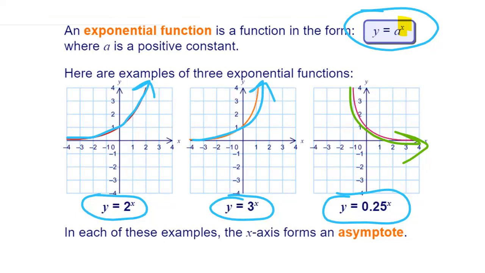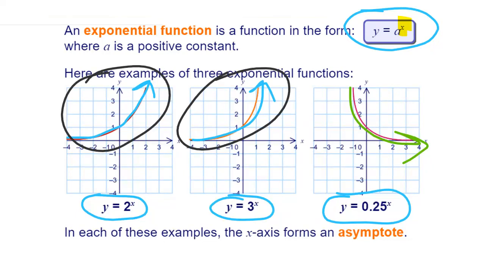Another thing we can notice, just a small difference between 2 to the x power and 3 to the x power: obviously 3 to the x power is going to increase at a faster rate than 2 to the x power, and that's simply because the base of 3 is larger than the base of 2. So it's going to continue to increase at a much faster rate.